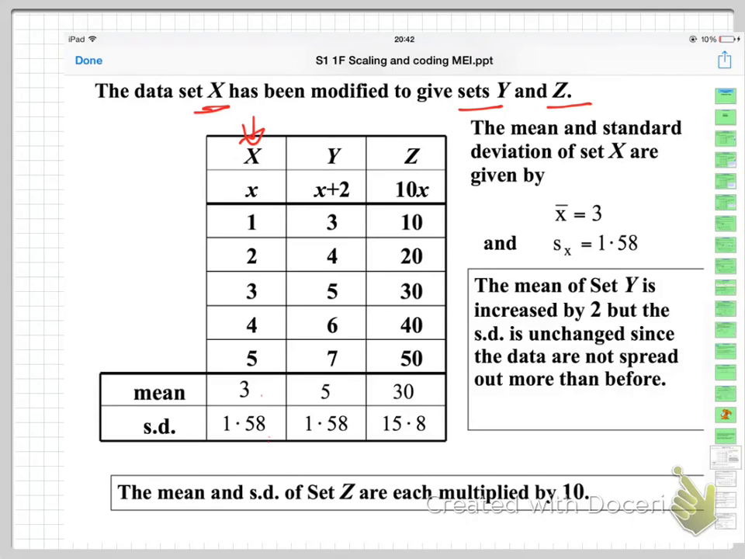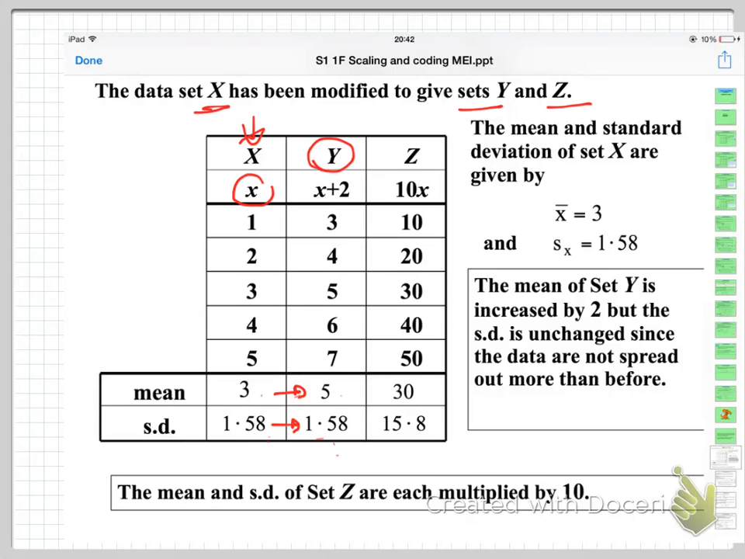If we take our X values and add 2 to them, we generate a new set Y. This Y has a mean of 5 and a standard deviation of 1.58. As you can see, the standard deviation hasn't changed, but the mean has. When we add a number, naturally when you add them all up and divide by the number of items, the mean changes. However, if you just add a number, the deviations from that mean stay the same.